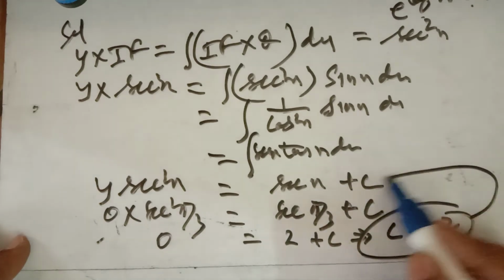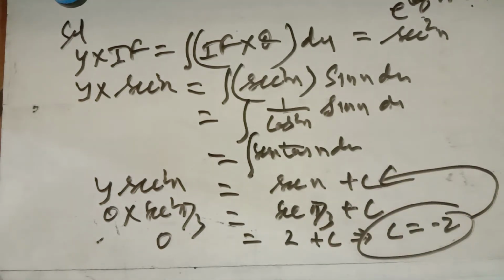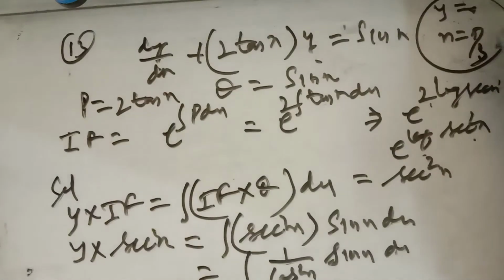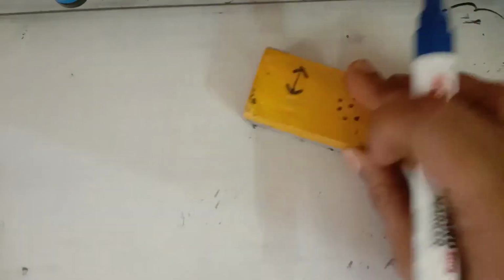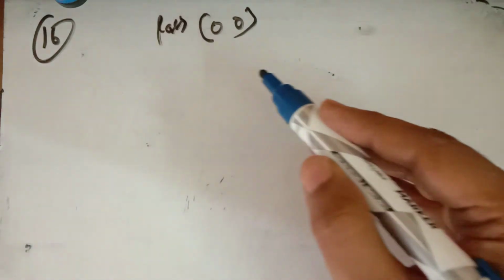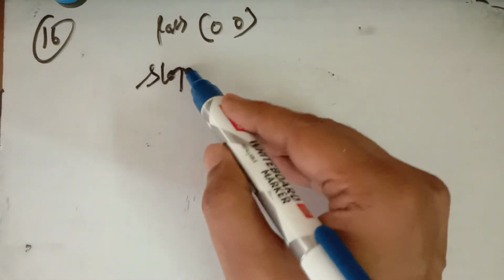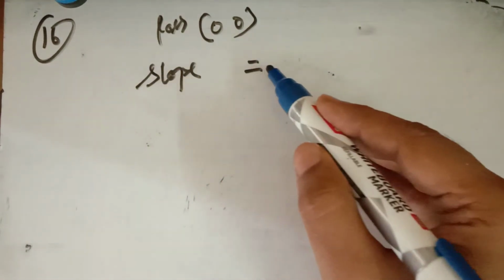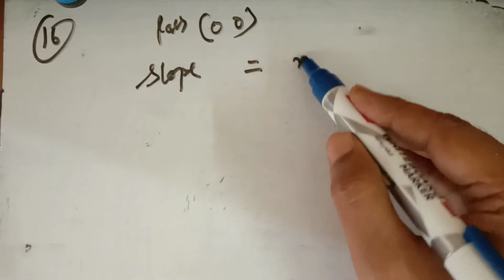You can put it here to get a particular solution. In the particular solution, you have to find the value of c, and to find the value of c, the condition will be given in the question. In question number 14, the word problem is given. Find the equation of the curve passing through the origin, and it is given that the slope of the tangent to the curve at any point is equal to the sum of the coordinates.